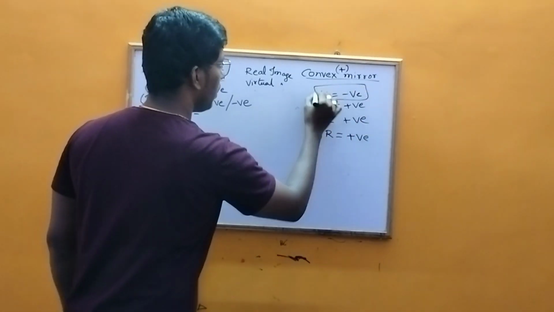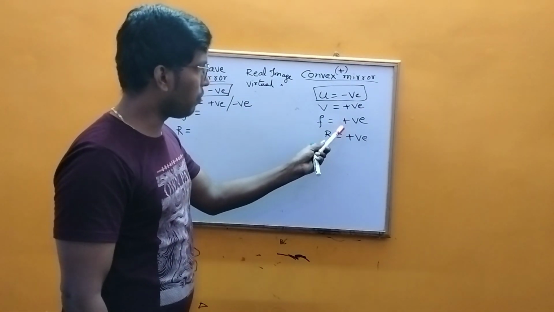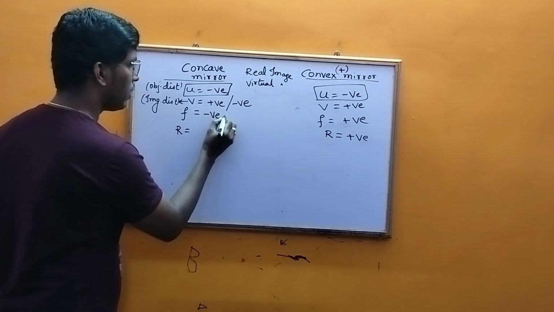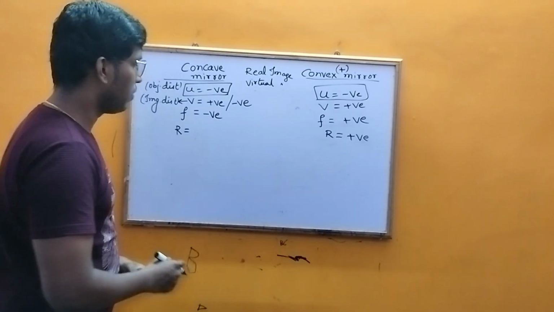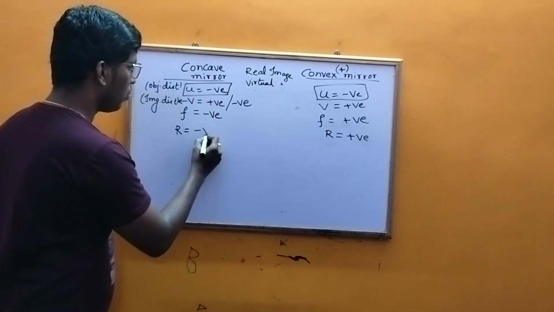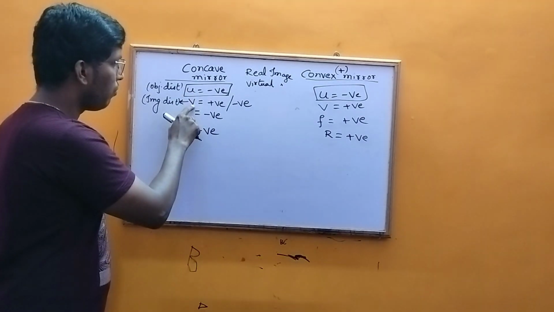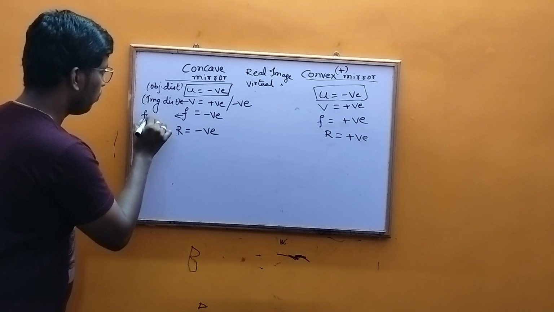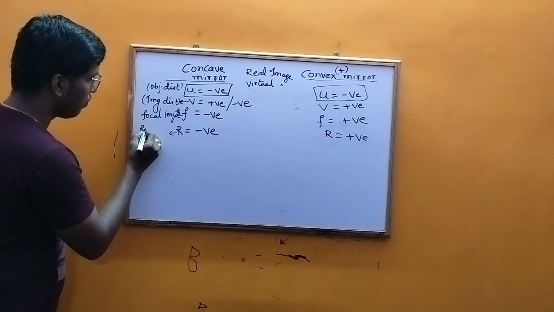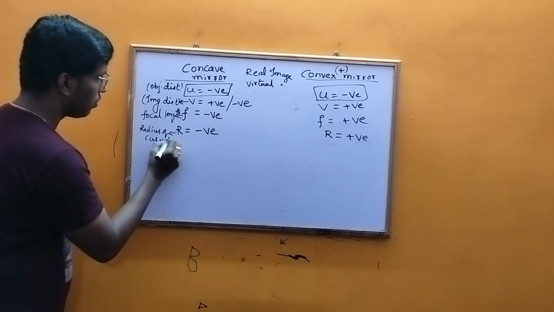So u is common; u is negative for both the mirrors. U is the same, minus. And v positive, f positive, R value positive. And coming to the focal length here, we always get negative because it is towards the right side. And radius of curvature is also on the right side, opposite to the pole, so it is also negative. Clear? So how many terms have we learned? u, v, image distance, f, focal length, and R, radius of curvature.